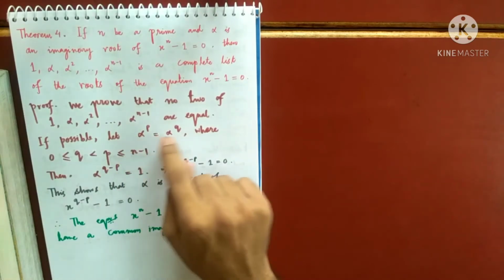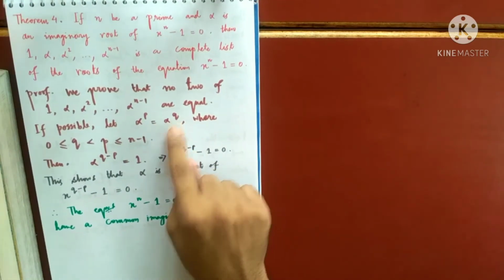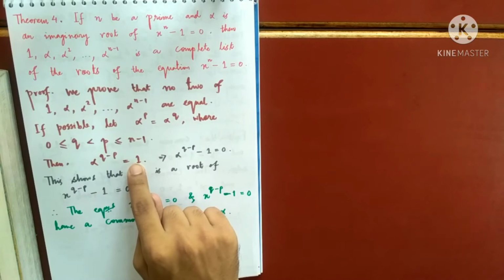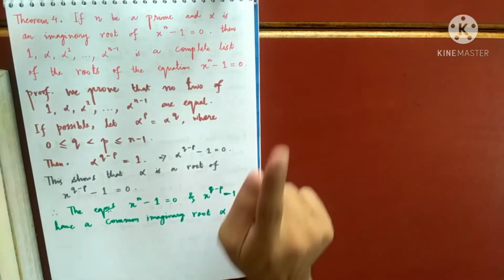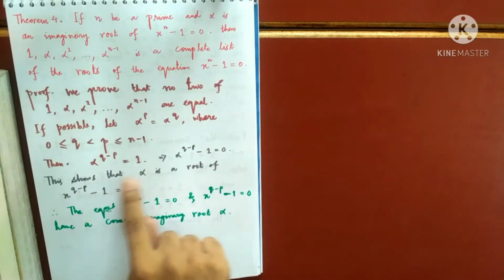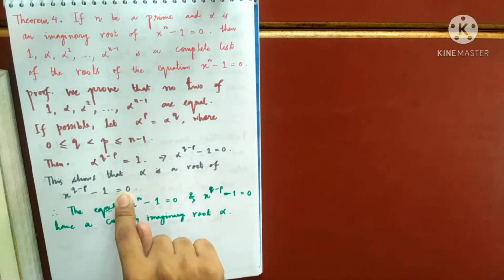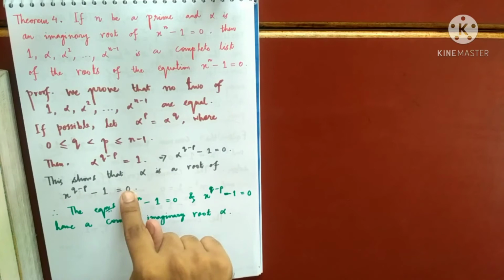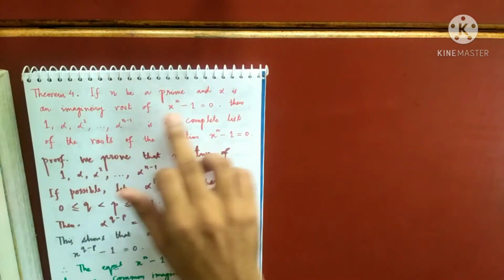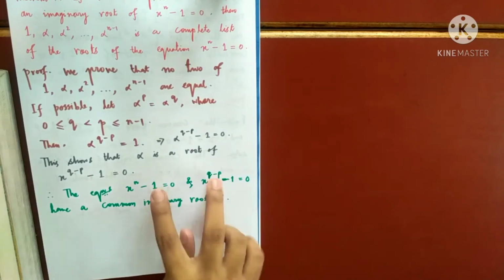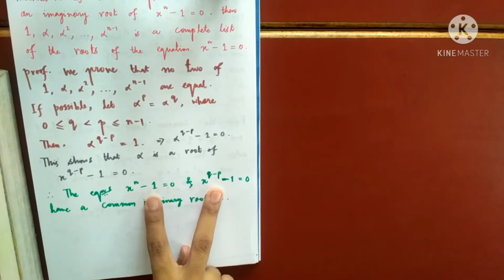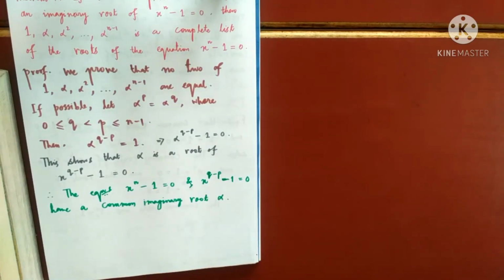I'm assuming that these two are equal. If these two are equal, I can write alpha to the power q minus p is 1. So alpha to the power q minus p minus 1 equals 0. So this shows that alpha is a root of this equation, and alpha is already a root of this equation. That means alpha is a common root of these two equations, and alpha is imaginary. Keep that in mind. So try to understand up to here.